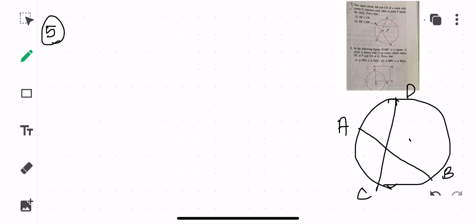Okay, and this point has been given as O, and the point of intersection of both the chords has been given as P. Okay, so now what are we going to do? We have to prove, this is the only thing that has been given, that both the chords are equal, intersect each other at point P inside the circle, prove that.